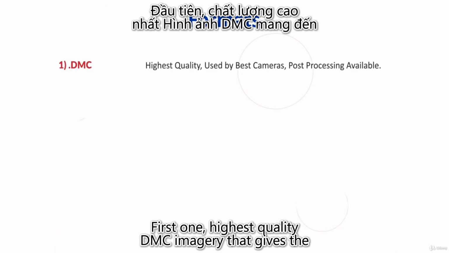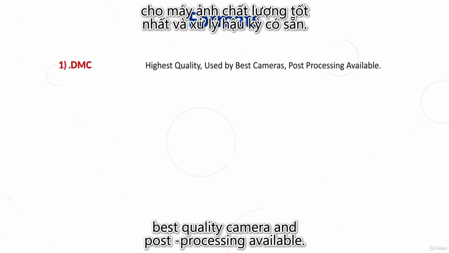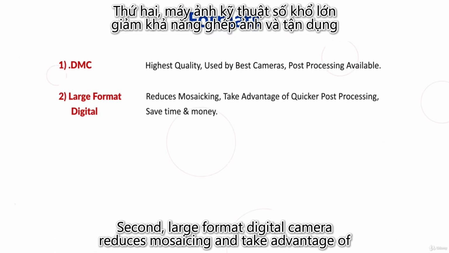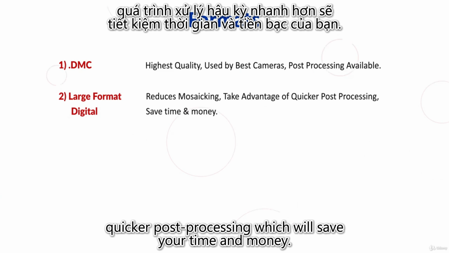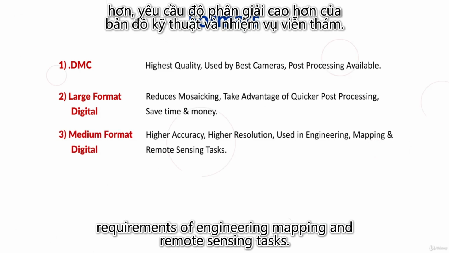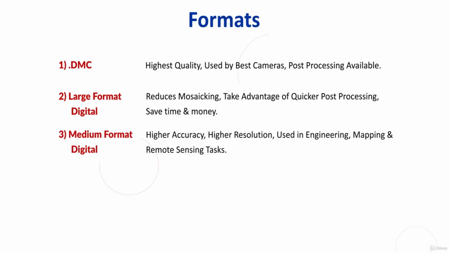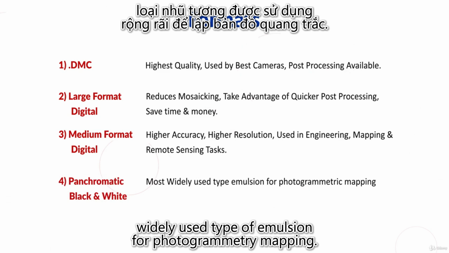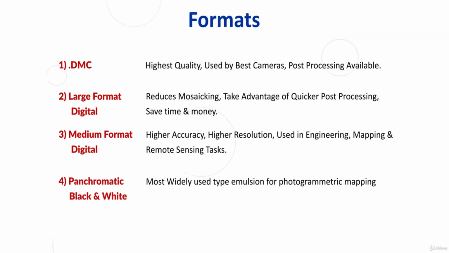There are four formats. First one, highest quality DMC imagery that gives the best quality camera and post-processing available. Second, large format digital camera reduces mosaicing and takes advantage of quicker post-processing, which will save your time and money. Third, medium format digital camera meets the higher accuracy, higher resolution requirements of engineering, mapping, and remote sensing tasks. Fourth, panchromatic black and white. This is the most widely used type of emulsion for photogrammetric mapping.